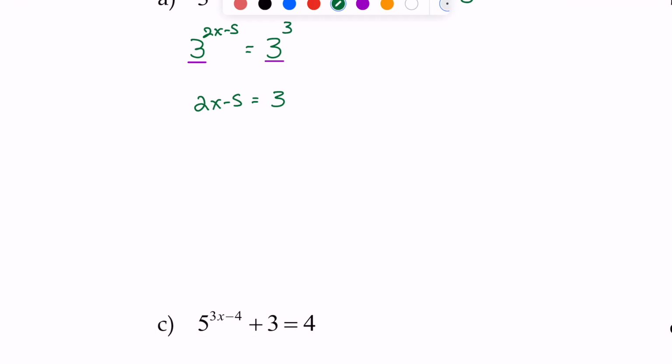Take everything that's common to one side, leave the variable on one side and bring everything else to the other. So 2x equals 3 plus 5, 2x is 8, or x is 4.